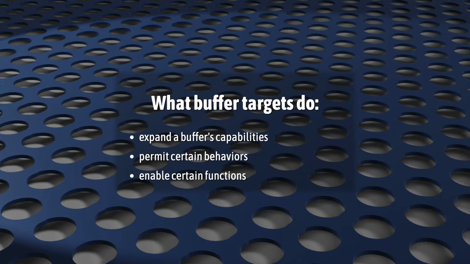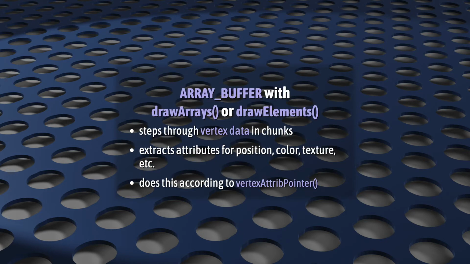What do I mean when I say permit certain behaviors? Well, when calling drawArrays, buffers bound to the array buffer have the behavior of stepping through the vertex data in fixed chunks, of interleaving position data, color data, texture data, and so on. It steps through vertex by vertex according to how we called vertexAttribPointer.